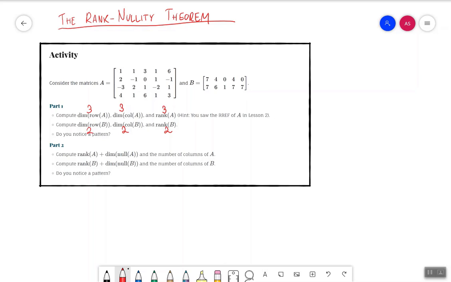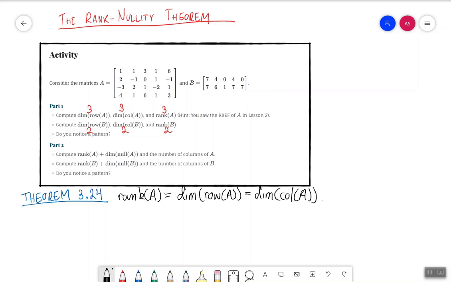From this, you should be seeing a pattern, and the pattern is that all three of those numbers are the same for each matrix. And that is our next theorem. The rank of A, the dimension of the row space of A, and the dimension of the column space of A are the same no matter what matrix we choose.